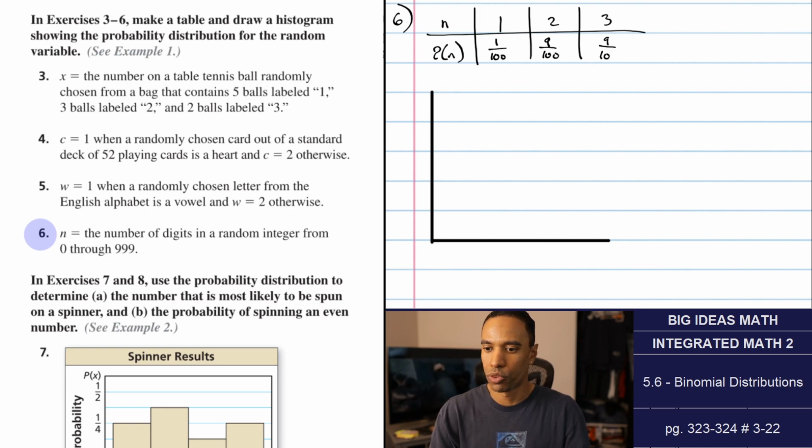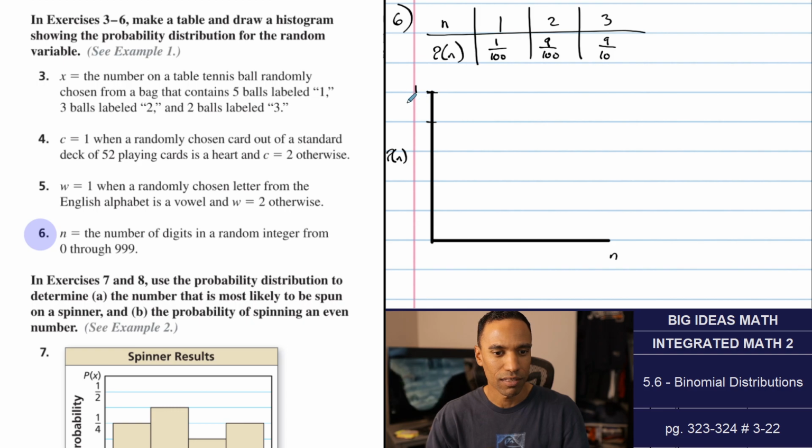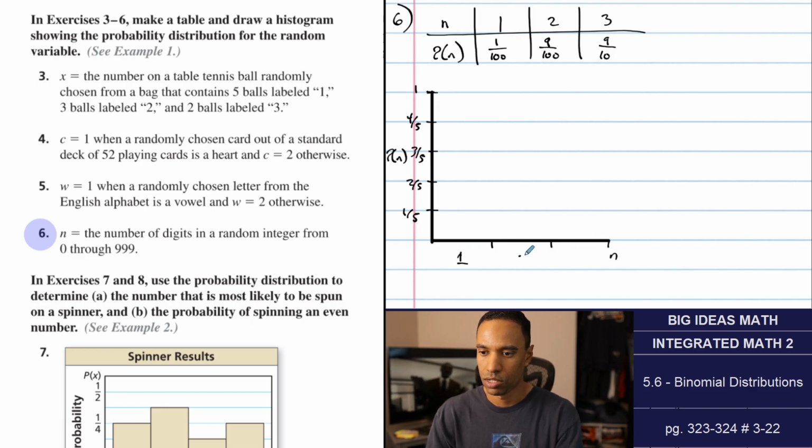So the numbers are 1, 2, and 3 by the number of digits, n and P of n. This will be 100%. They've been doing fractions on the bottom of there as well, so I guess I'll keep doing fractions. So 5/5, 4/5, 3/5, 2/5, and 1/5, broken up evenly here. 1, 2, 3.